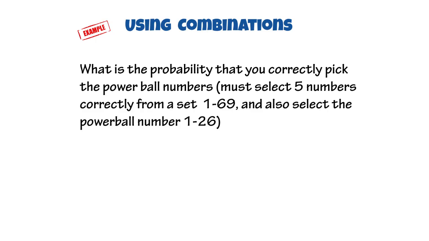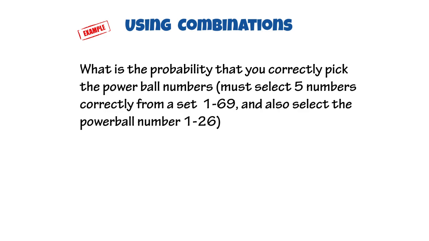All right, we're finally getting to it. As promised, we're going to use combinations to help us figure out how many ways it can happen. Not how many successes, but how many total are there? What does that denominator need to be? Let's look at this problem. It says, what is the probability that you correctly pick the Powerball numbers?